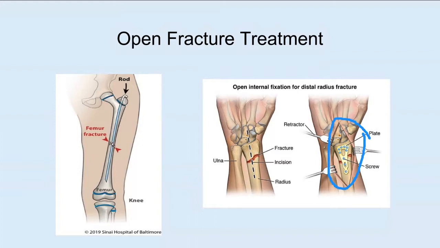Open treatment can also be when it's opened and then something is inserted, as you can see on the left, a rod is inserted. So this is at the top of the leg or the hip. A rod is inserted and the fracture site, the femur is here, but that's not where the open part is. The open part is up here and then it's inserted down. So it's not visualizing the area directly, but some area up here is opened to view. That's the difference between open fracture and remote fracture.